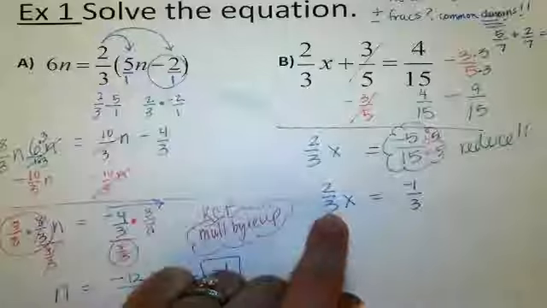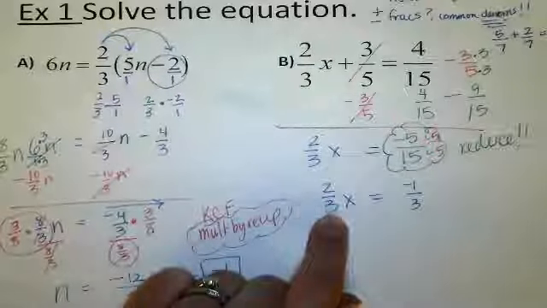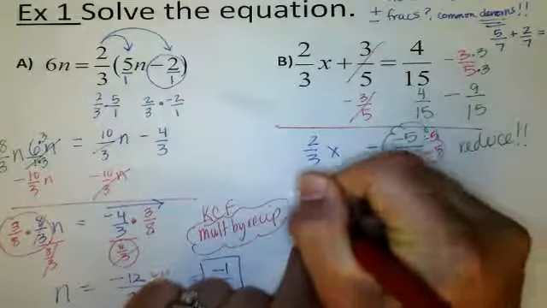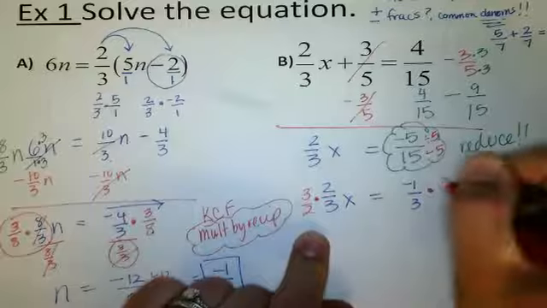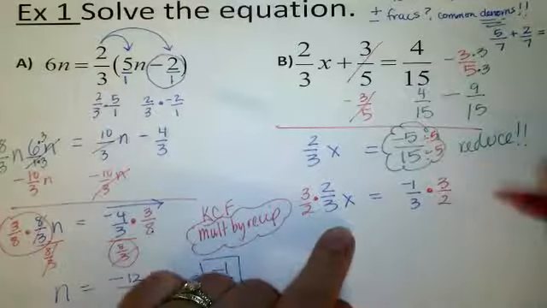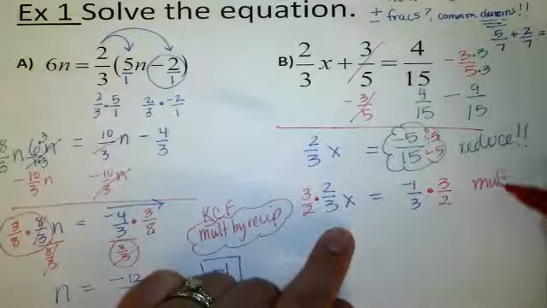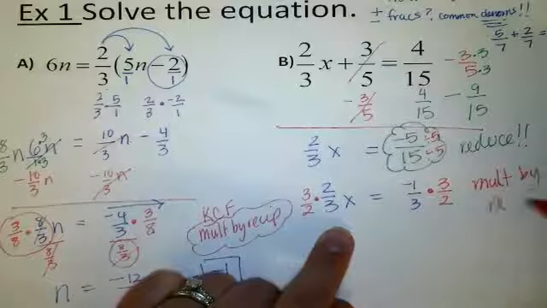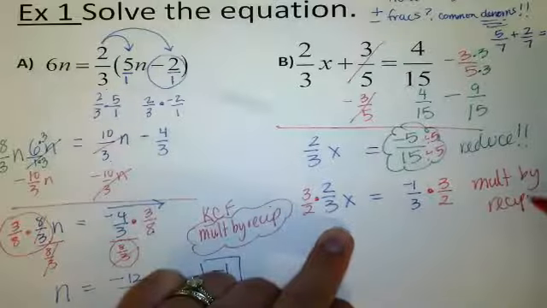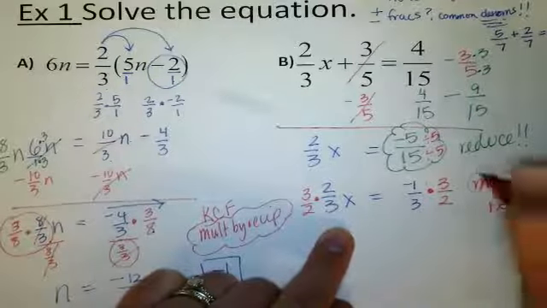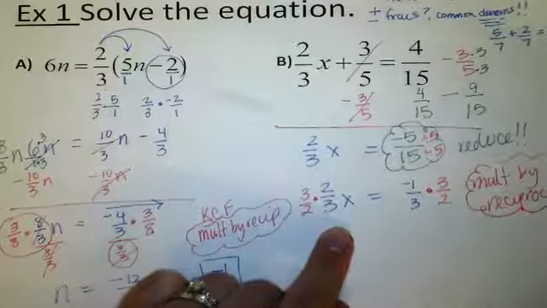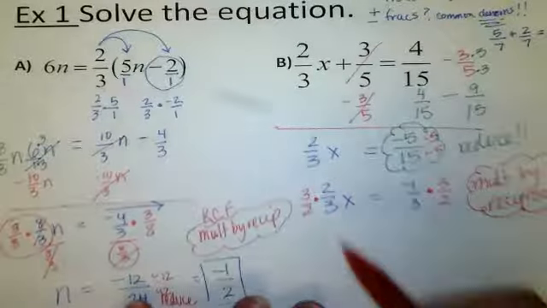I could divide by 2/3 or what? Multiply by the reciprocal. Multiply by the reciprocal. Now multiply both sides by the reciprocal. Multiply by reciprocal is the phrase of the day. Multiply by the reciprocal. Write that down. That's what you need to do today.